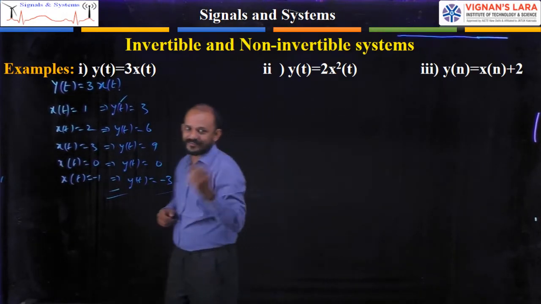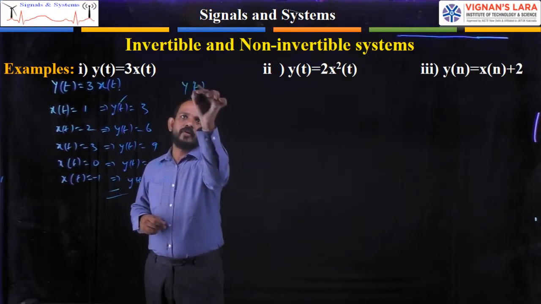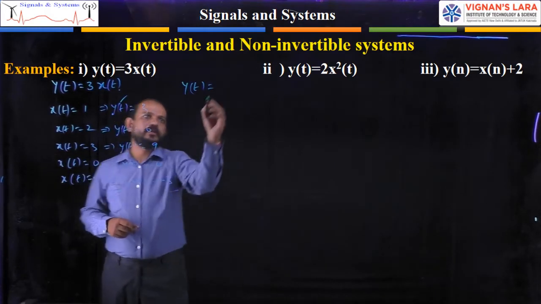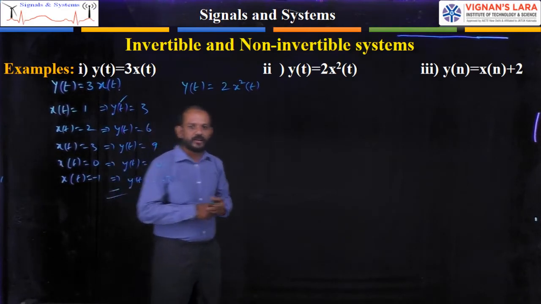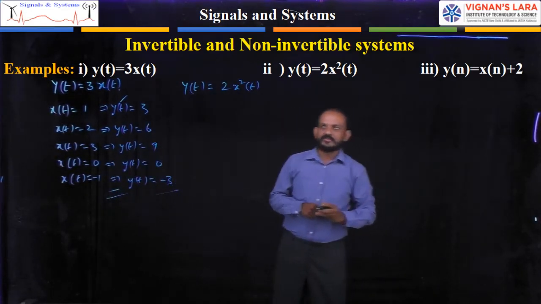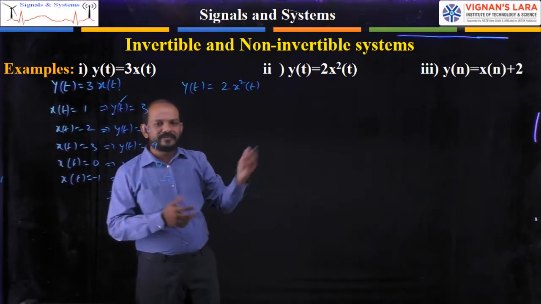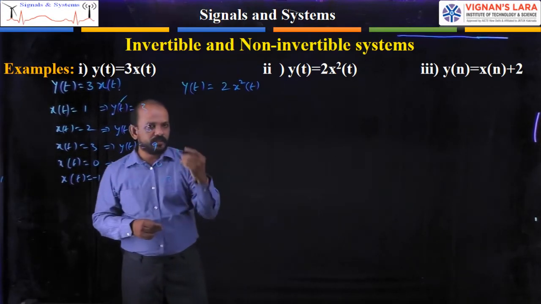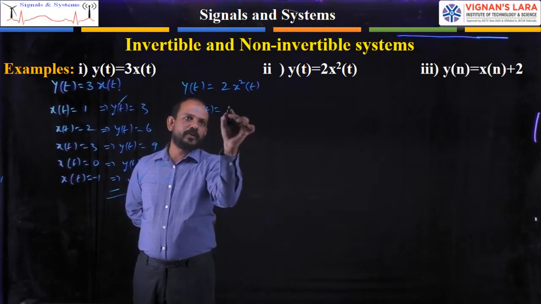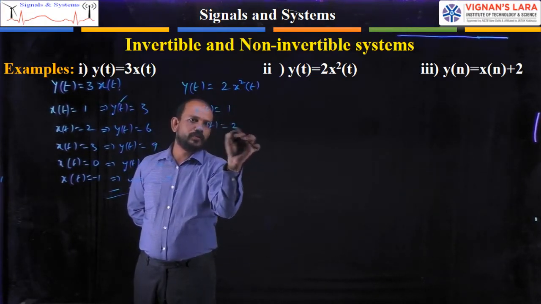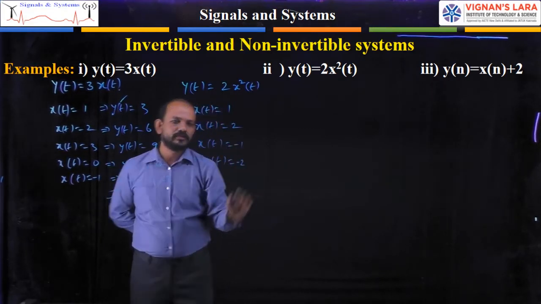Okay, now move on to the second example. That is the second one, that given y of t equal to 2 into x square of t. 2 into x square of t. Clear? 2 into x square of t. Now see, here also we will take different examples. That is, different parameters. Say, let's consider x of t equal to 1, x of t equal to 2, x of t equal to -1, x of t equal to -2.